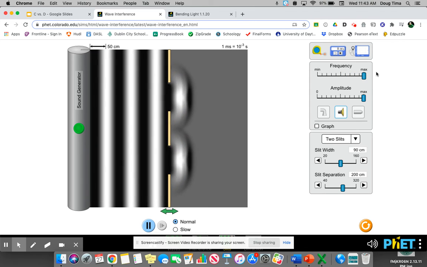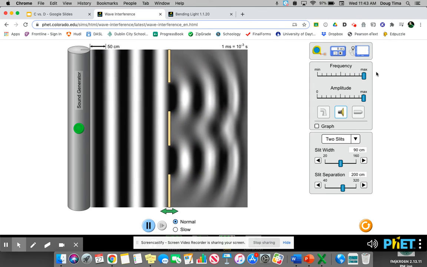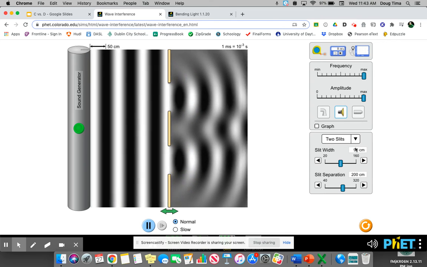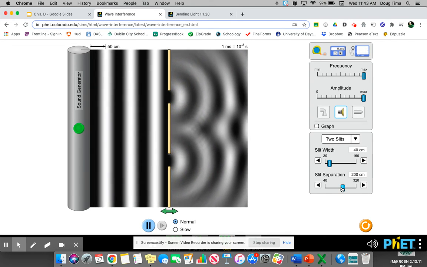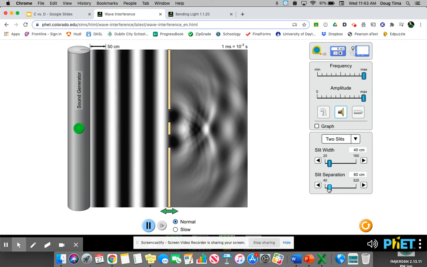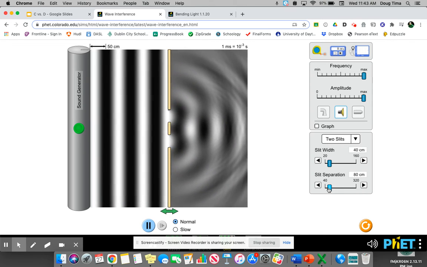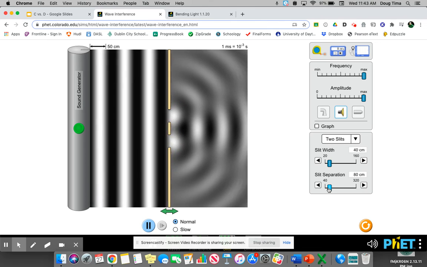Let's turn up the frequency here. Let's make it come in a little faster. All right, so let's pretend you have some smaller slits, because speakers are pretty small. Okay. All right, so where is the best place to sit for a concert?